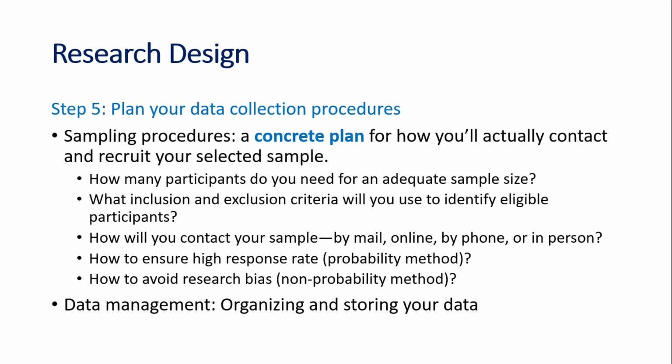So how many participants do you need for an adequate sampling size? What inclusion criteria will you use to identify eligible participants? How will you contact your sample: by email, online, by phone, or in the field or in the lab? How to ensure a high response rate? We discussed how to avoid biases, like the research biases we can have in non-probability methods. So how are you planning to avoid those biases?